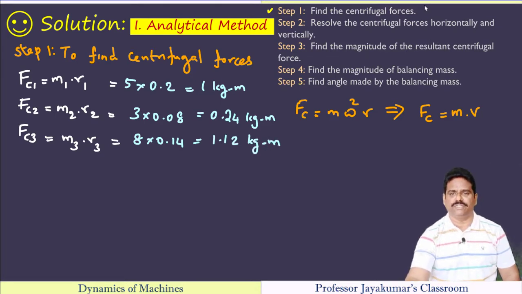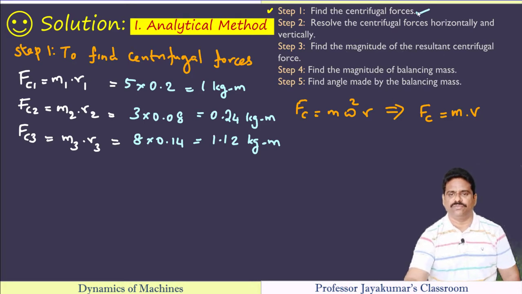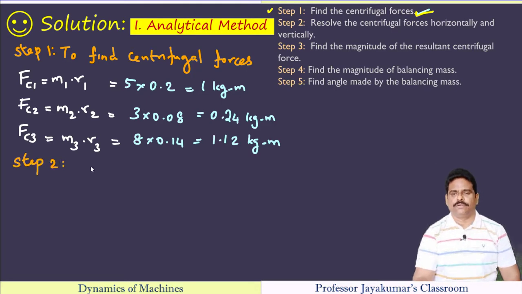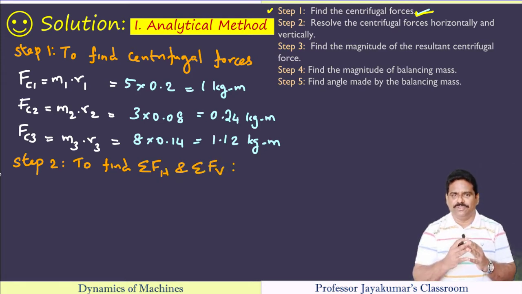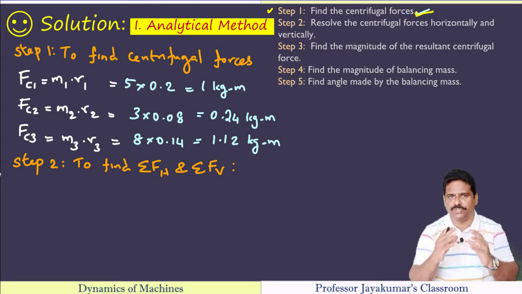So we are done with step number 1. We found centrifugal forces of all three masses. In step number 2, we will resolve the centrifugal forces horizontally and vertically, and we will determine the summation of all horizontal components, sigma FH, and the summation of all vertical force components, sigma FV. That is your step number 2.